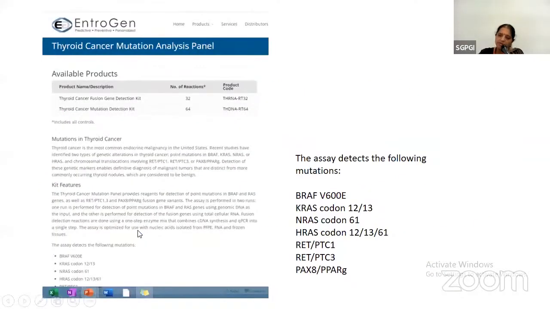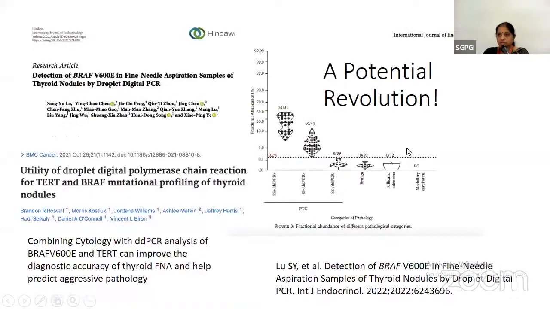Now the Ion Torrent has come up with a 7-gene assay, which also includes these fusions, and that can improve the diagnostic sensitivity. But then you will also have to standardize the extraction of RNA from smears, or you could do it on a directly collected sample.